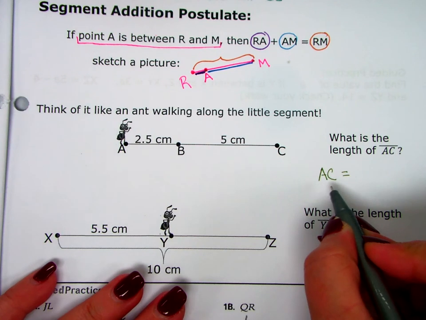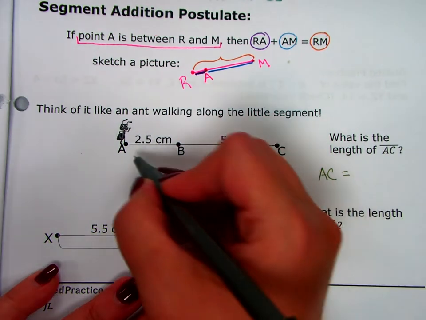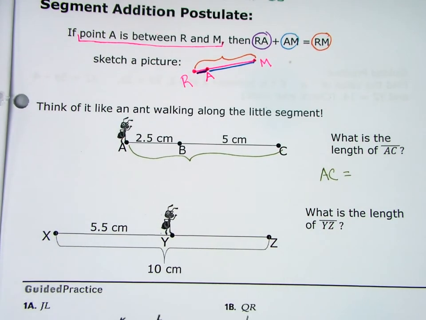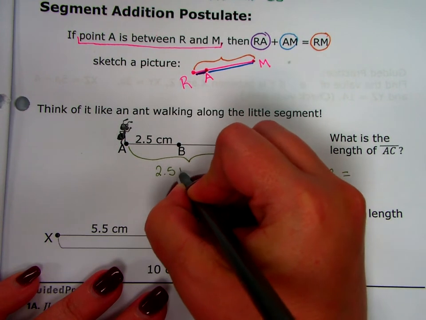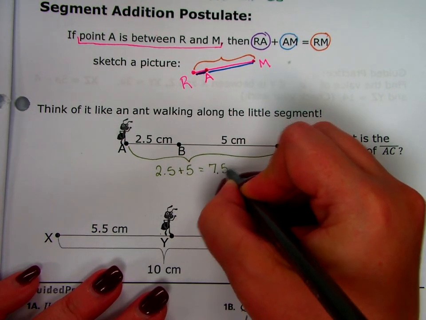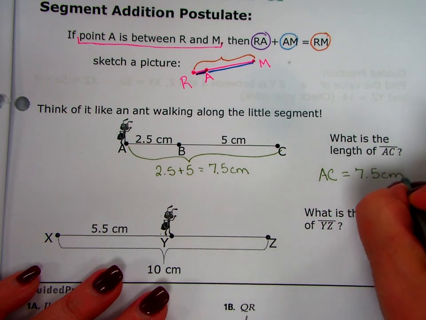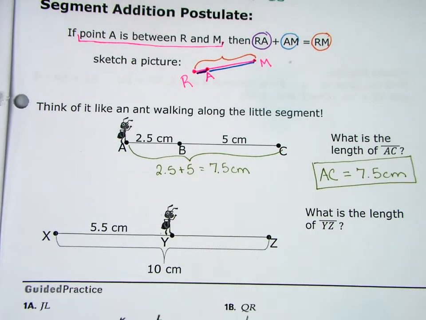Notice I didn't put a segment bar when I'm going to write down what the actual length is. The distance from A to C, how far does that ant have to walk? 7.5, right? We're just going to add those two together. He has to walk 2.5 centimeters, plus he has to walk 5 centimeters. So he's going to walk a total of 7.5 centimeters.